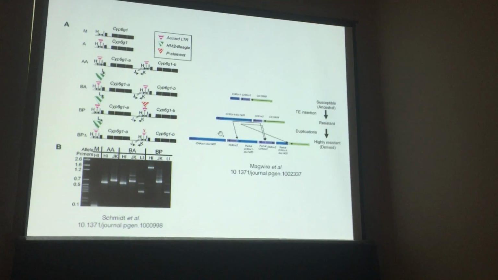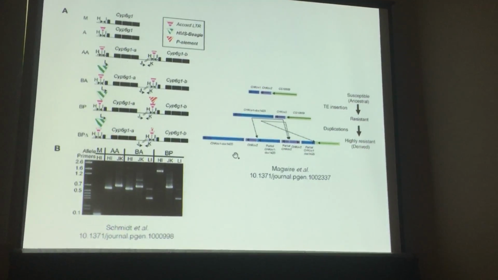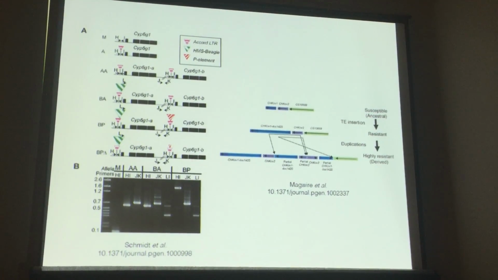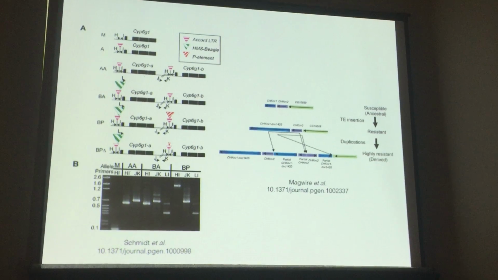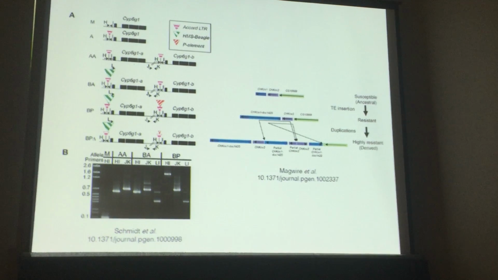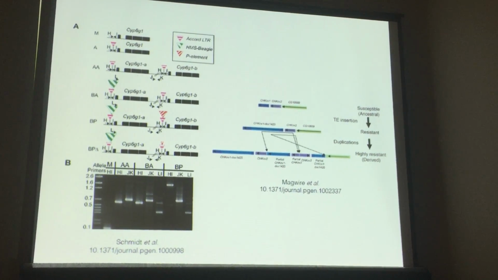And then there's a very, very rare copy number variant in nature that duplicates the gene and is even more resistant. And these are just two examples of adaptive traits, and there's presumably fairly strong selection on these phenotypes like insecticide resistance, but the causal mutations aren't fixed in the population.